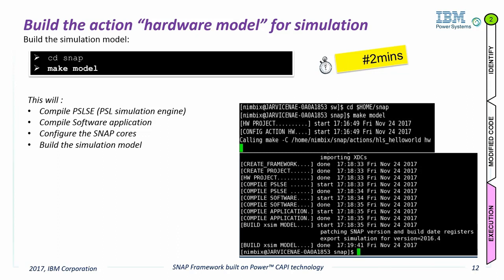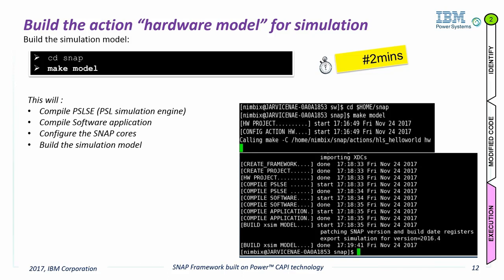From the Snap directory, type the make model command. This will create the framework with all the settings that you have defined when doing the make snap_config. Then gather all the snap modules useful to connect our action to the POWER9 server. Assign the different FPGA physical memory resources needed to implement our logic. And then compile all the different software modules we need, such as the PSLSE, which is the PSL simulation engine. Then compile software application and build the simulation model.